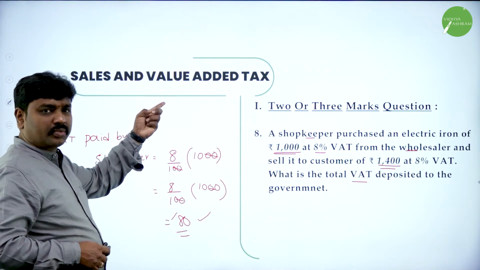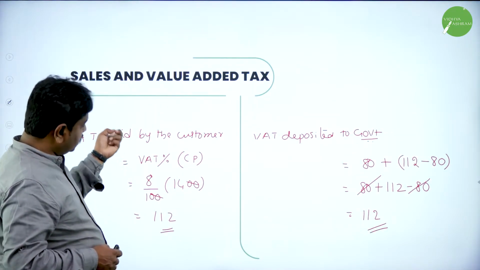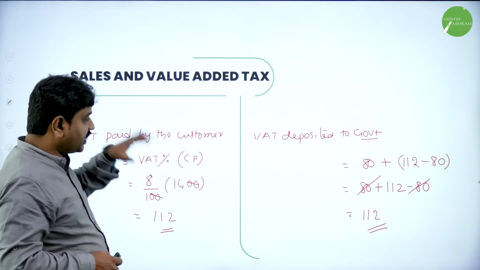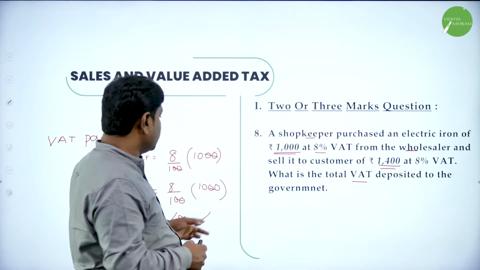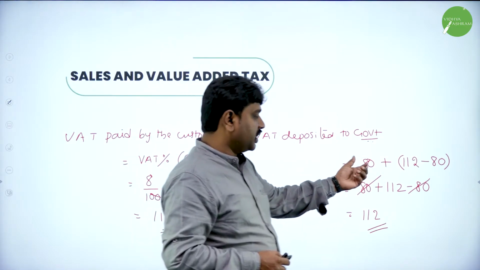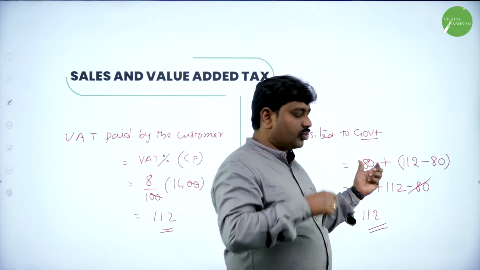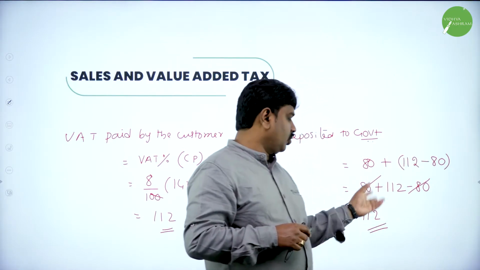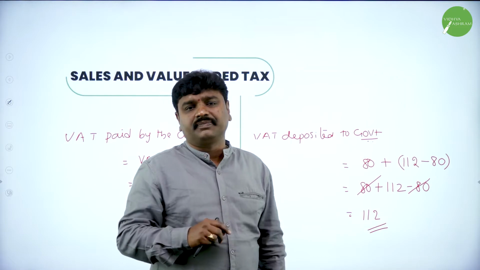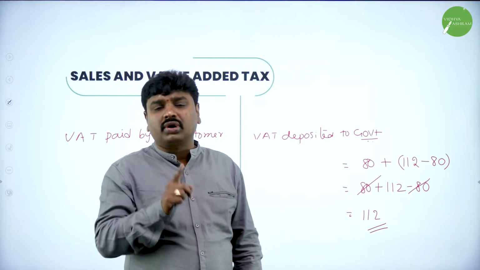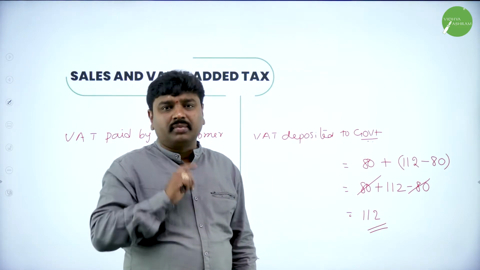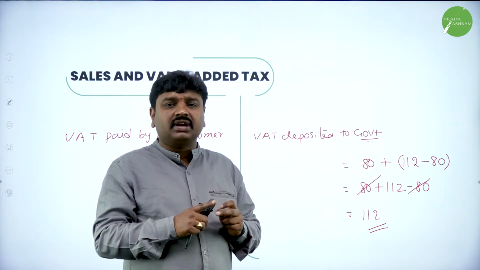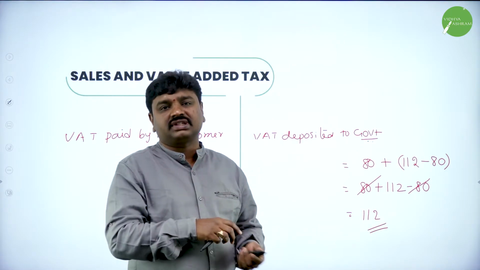He will deposit to the government, and then the customer will pay 112 to the shopkeeper and he'll collect his 80 rupees whatever he paid, and remaining amount means 80 already paid to the government, and in 112 remove 80 and remaining he'll pay. So total amount paid is what? 112. Total VAT deposited to the government is VAT paid in first case plus total VAT of the buyer minus VAT paid in the first case.